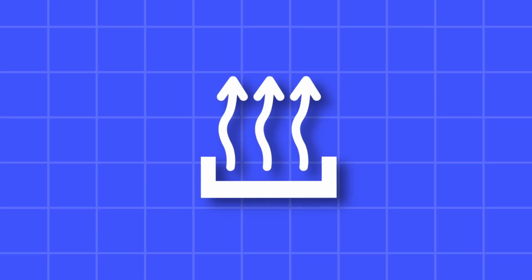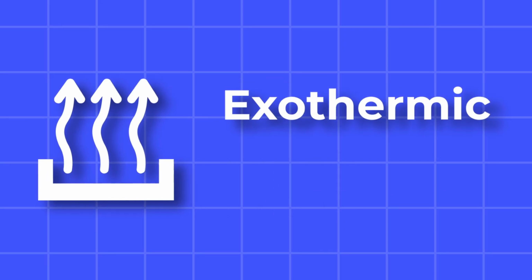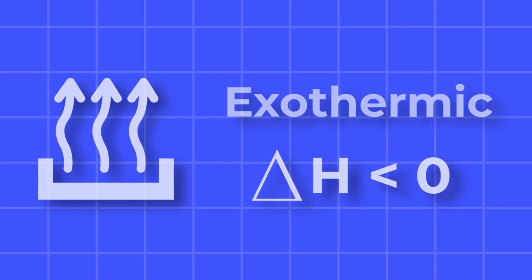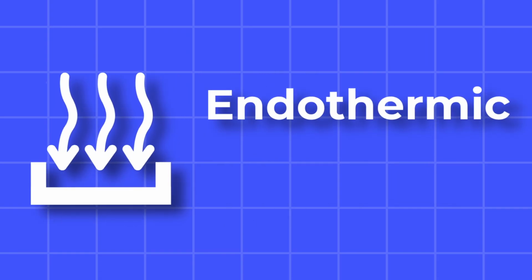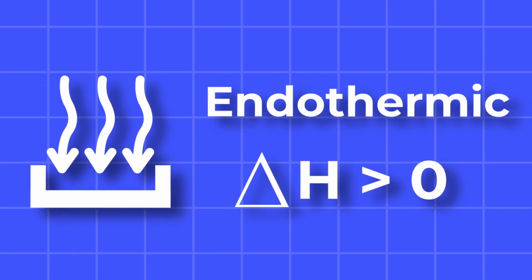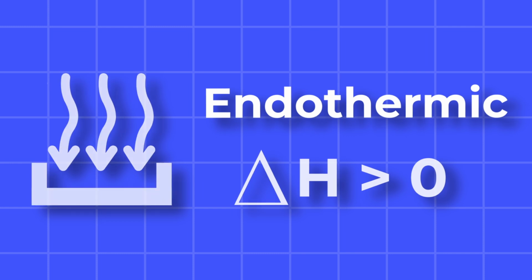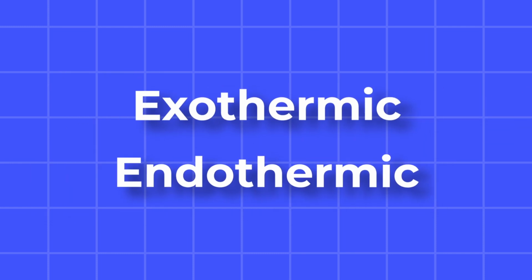Quick thermochem reset. When a reaction releases heat, it's exothermic. Its enthalpy change is negative. When it absorbs heat, it's endothermic. Its enthalpy change is positive. In both cases, bonds are broken and new ones are formed.